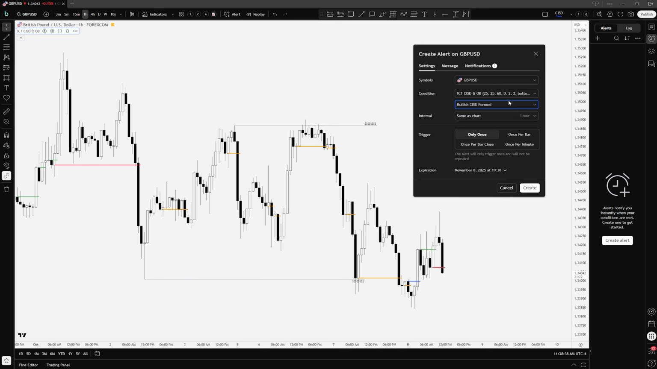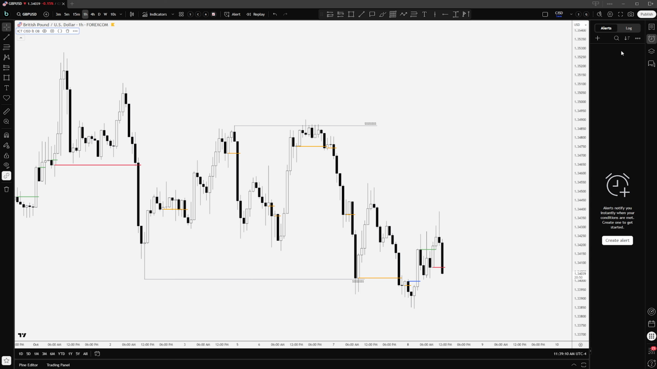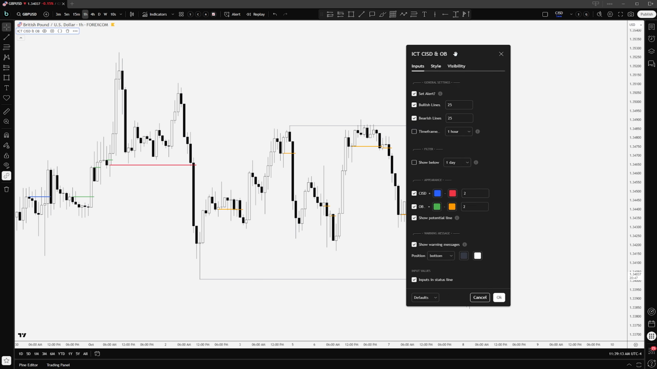Once you choose one of these and you create, you choose once per bar, or if you want every time. If you're looking only for one closure and then you don't want the alert to work anymore, you can just choose only once. But if you choose once per bar, whenever you get a bearish or a bullish change in state of delivery, in this case, you'll be notified. And the indicator will still be working, looking for any bullish change in state of delivery. It will notify you. So that's about it in terms of the alerts.